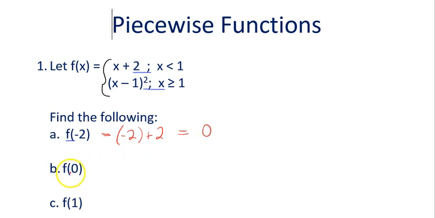Now for part B, I have f of 0. 0 is also less than 1, and so it also falls into that top category, and so I use the top equation. So 0 plus 2 gives me 2.